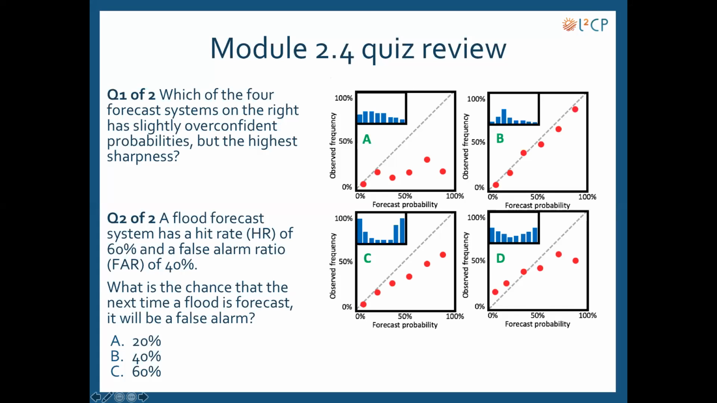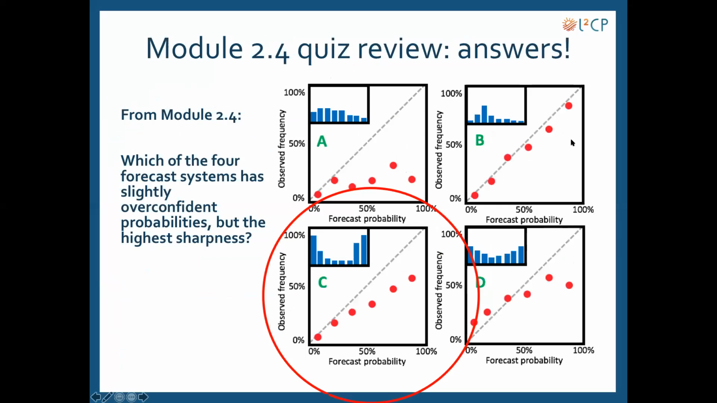Okay, so let's go through some answers. First one, most people got this one right. That's really great. These are tricky. These diagrams can be really confusing to understand, but 64% of you picked the correct answer, which is C.